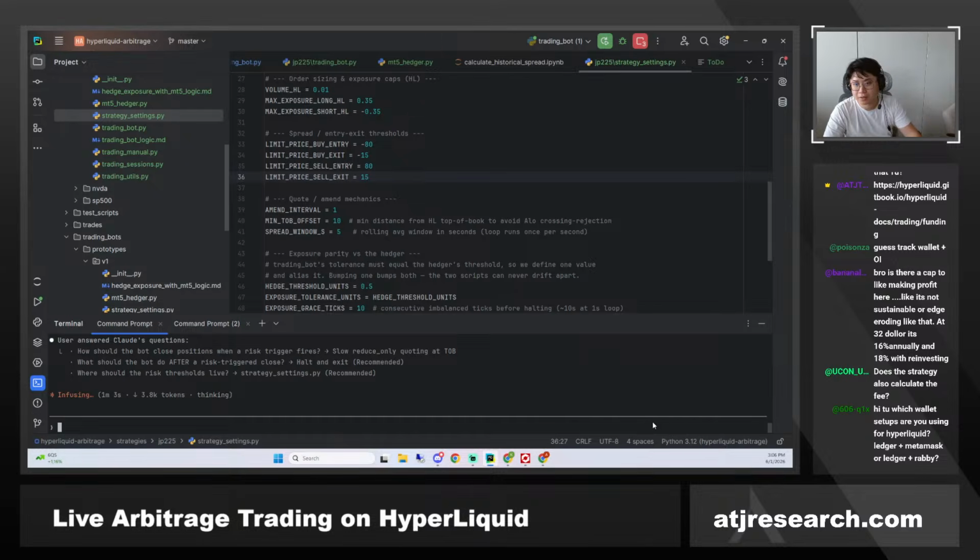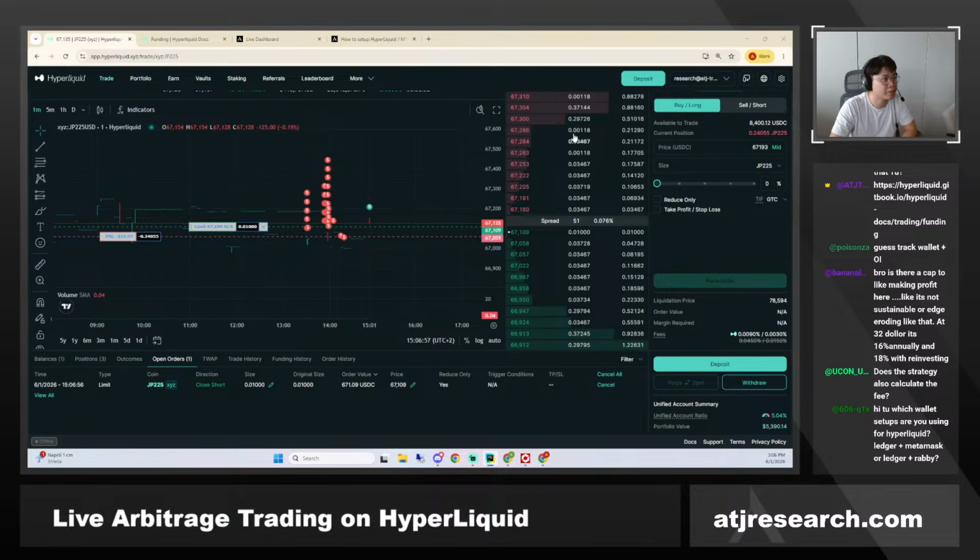It's going to be in V1. Which wallet setups are you using for Hyperliquid? Ledger, MetaMask, or Ledger plus Rabby? No, I'm just using the Hyperliquid email sign up with Privy. You can also just set up your email address and use that. But most likely, I should move to some other wallet solutions, I believe. I believe that there are exchanges now that are trying to integrate their own exchange wallet into Hyperliquid.